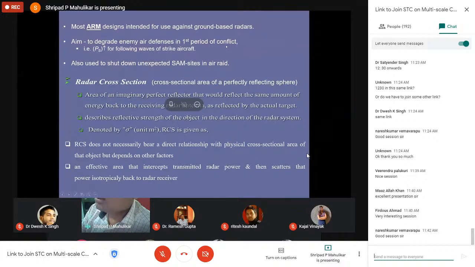So in most surveillance radars, the radars are monostatic, so the receiver is also located at the same place. So the aim of the anti-radiation missile is to increase the survivability for the following waves of strike aircraft. And the other advantage of using anti-radiation missile is also to shut down unexpected surface-to-air missile sites and air raid, because these surface-to-air missiles are used for destroying the aircraft used in air raid.